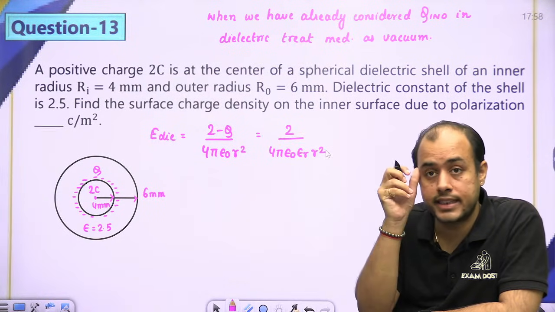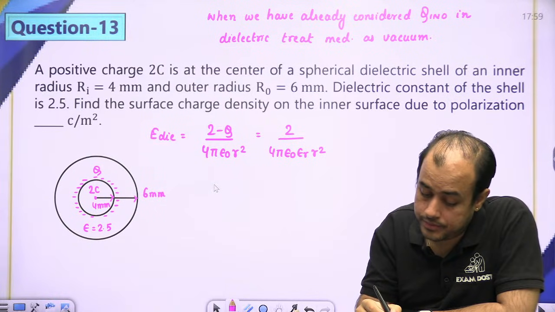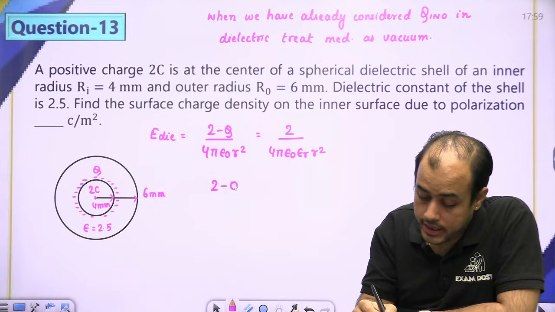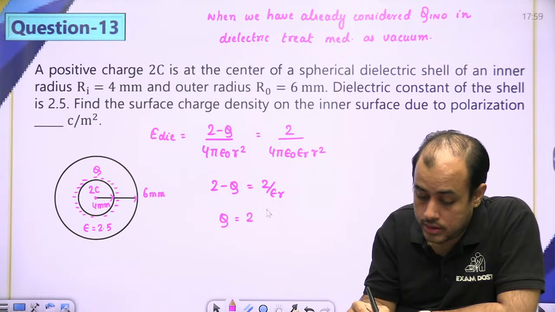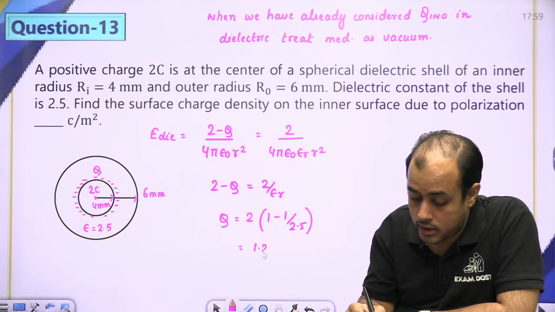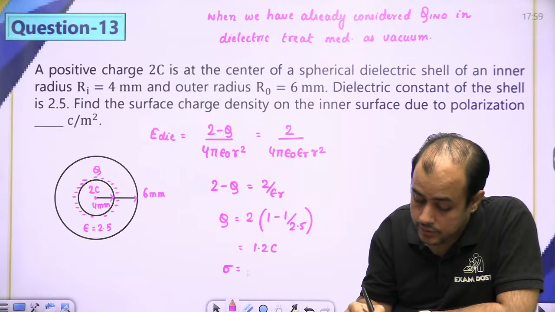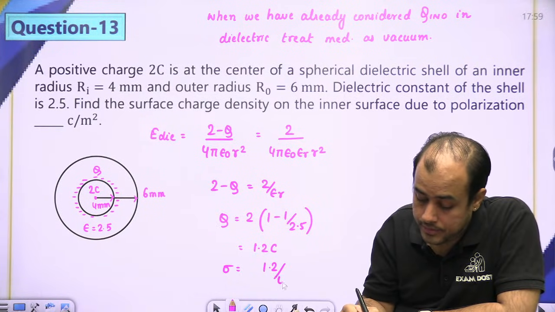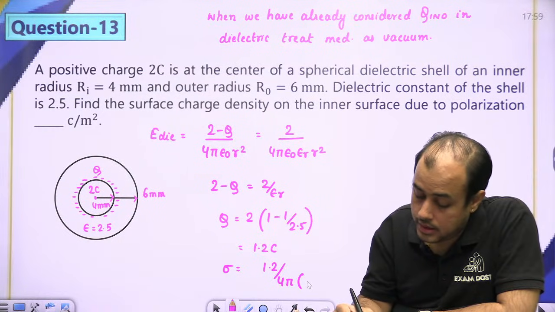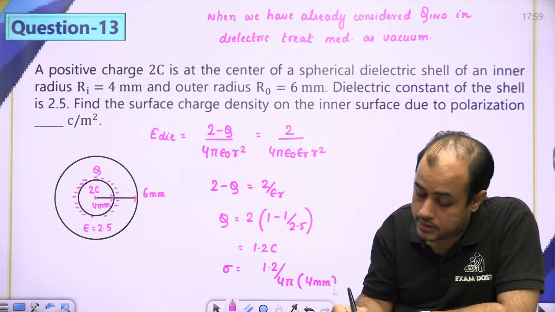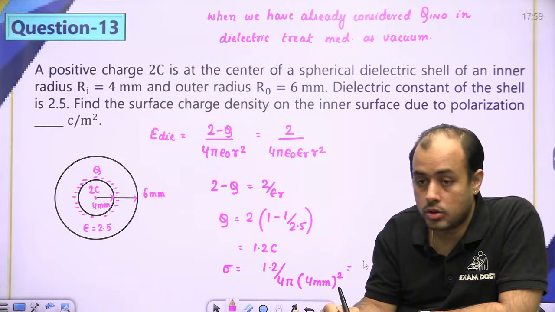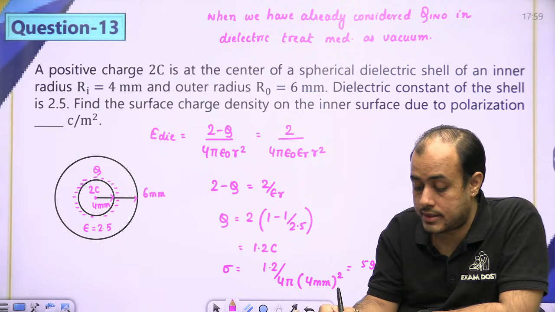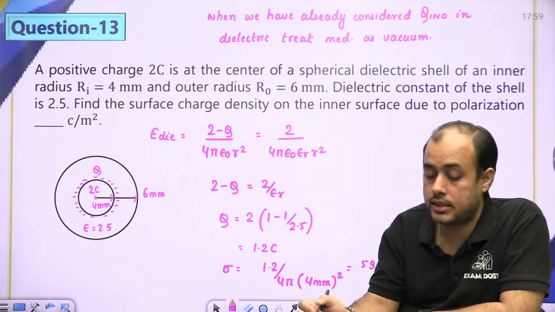If you do not consider induced charge, this will be the situation. So that means 2 minus Q will be 2 by epsilon R. So Q will be 2, 1 minus 1 by epsilon R. So 1.2 coulomb. Now sigma will be 1.2 by 4 pi R square, 4 mm square. ठीक है? 4 pi 4 mm square. So this will come out to be 5968.31 coulomb per meter square.